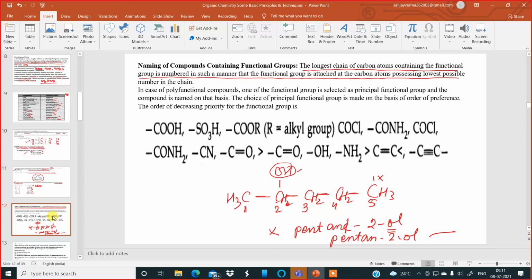Okay. Now, in case of polyfunctional compounds, one of the functional groups is selected as the principal functional group, and the other one is named as the secondary one. The choice of principal functional group is made on the basis of order of preference. So, I request you to remember the order, the priority order: carboxylic acid, sulfonic acid, then the alkyl group, okay. Over here COCl, CONH2, okay, this is the order you have to remember. So, this is the order in which the functional groups get a preference while naming in the IUPAC system. Regarding the names of these functional groups, I will give you a chart in the next class.